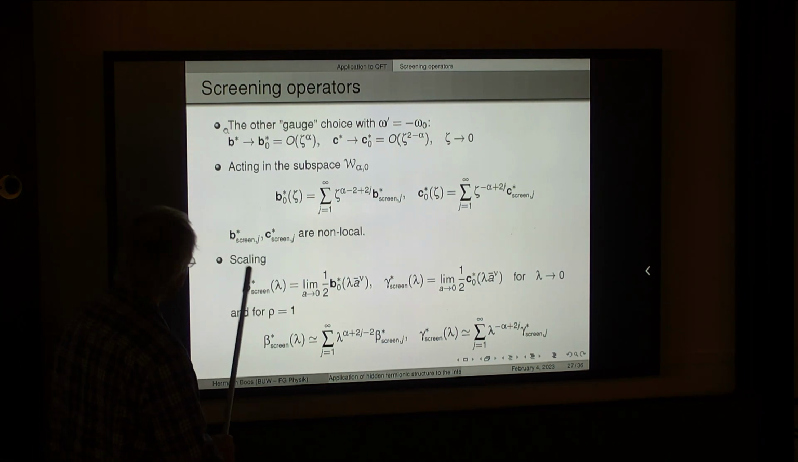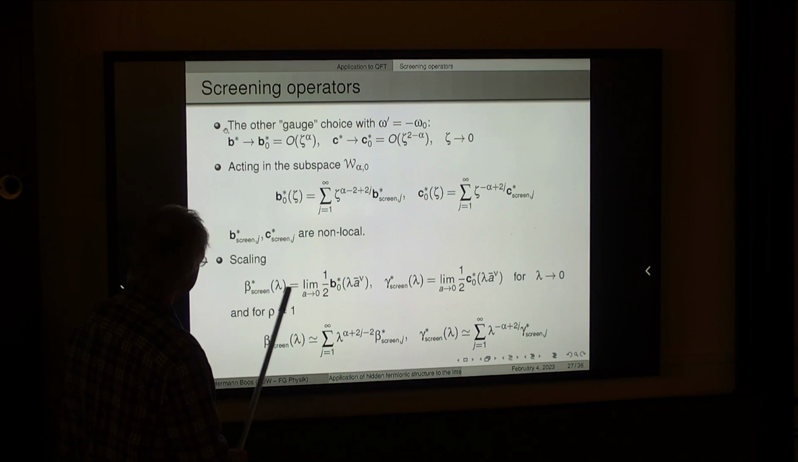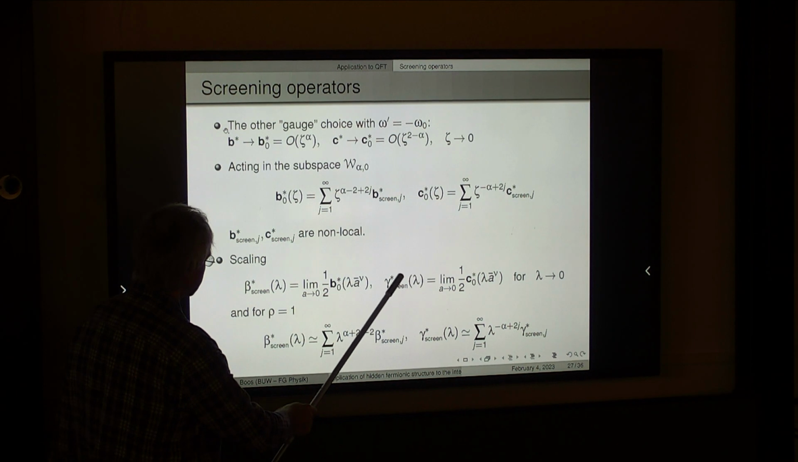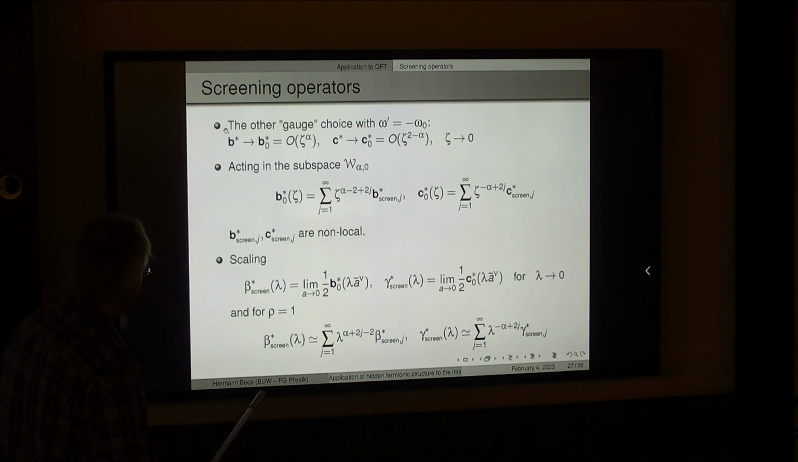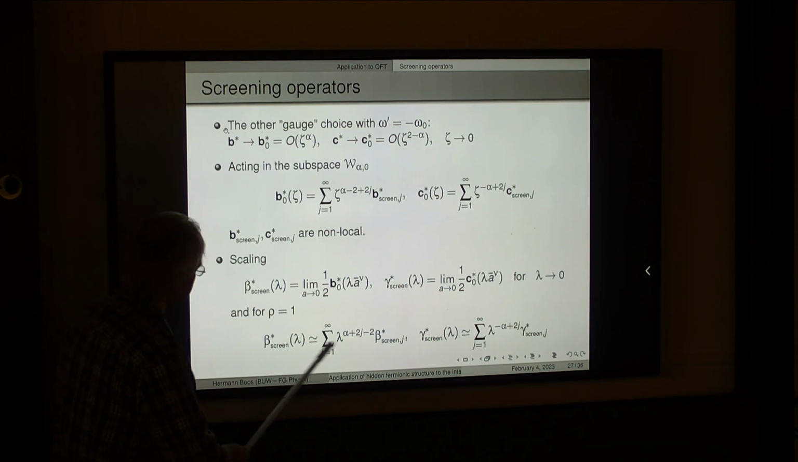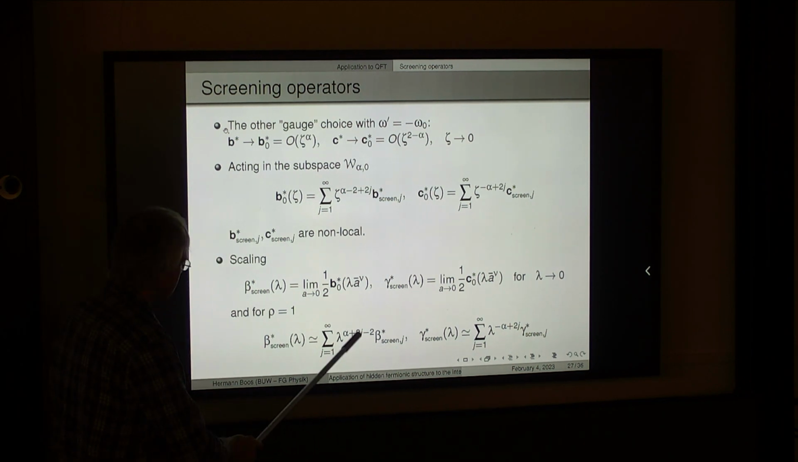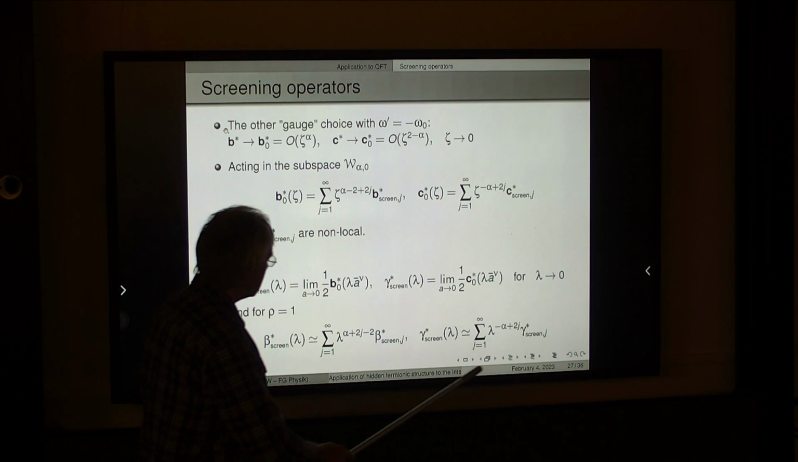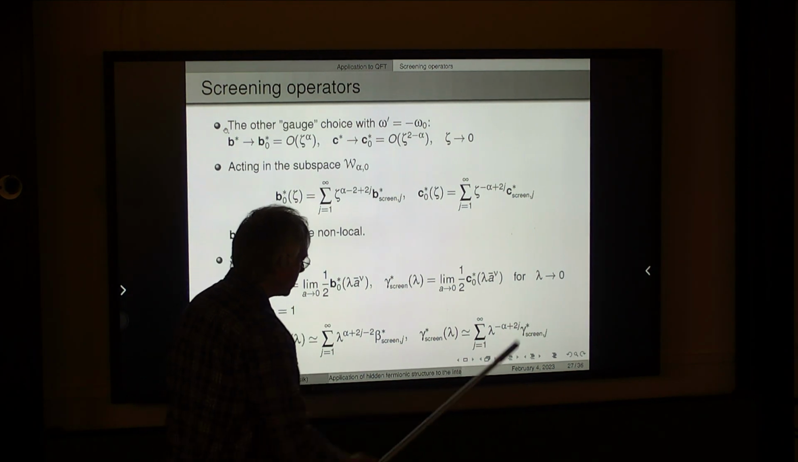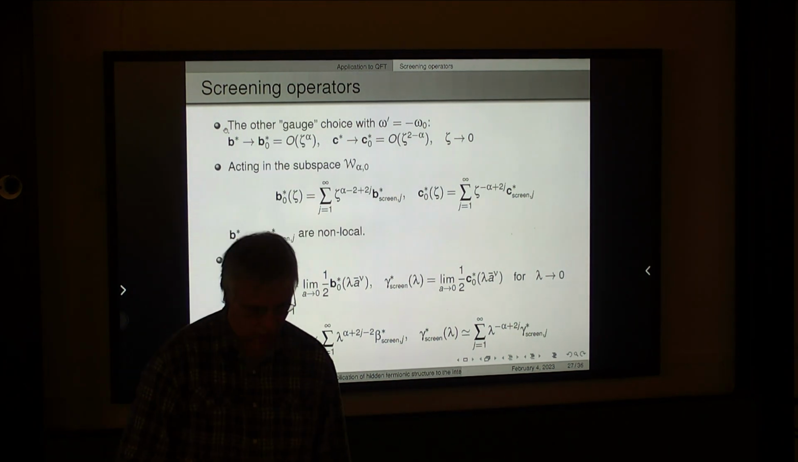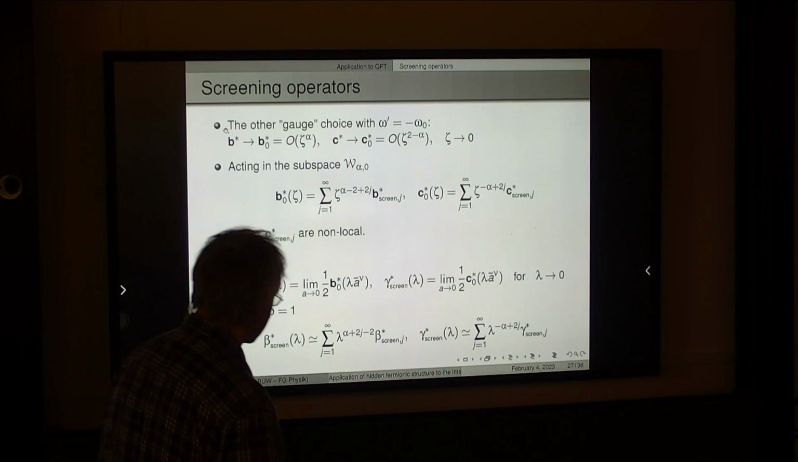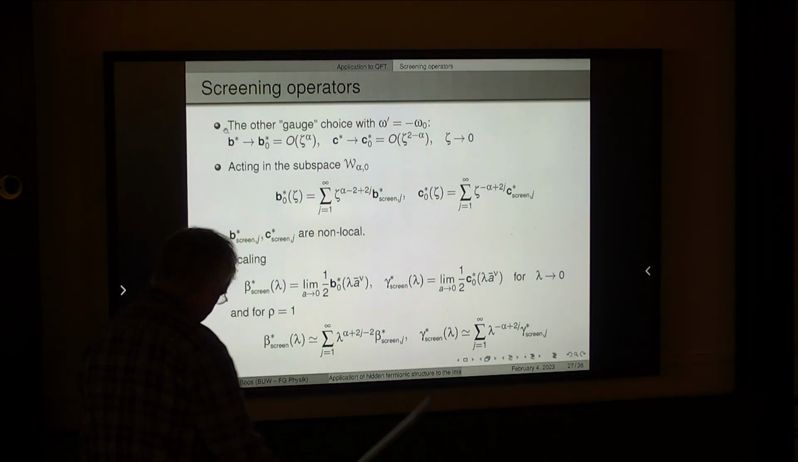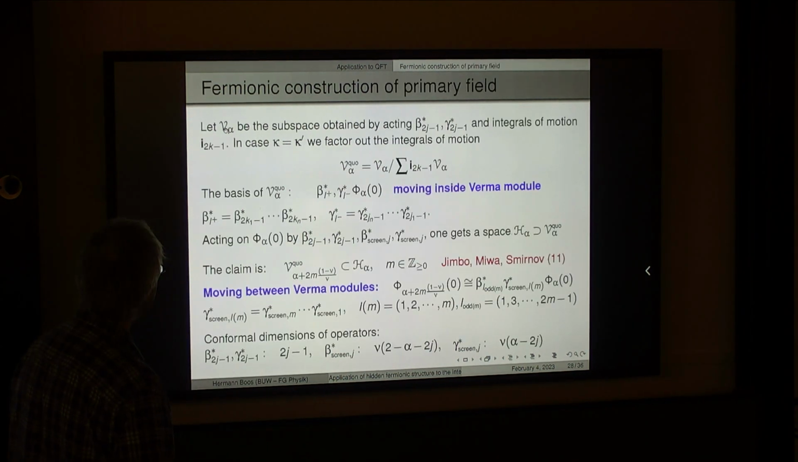Yes, and in the scaling limit, again, we expect that we get this beta star screen and gamma star screen. And if rho is 1, then we have the following formula where we actually get already the screening operator modes, expansion modes. And they are important, as you will see.